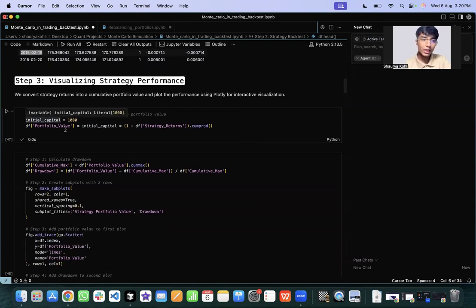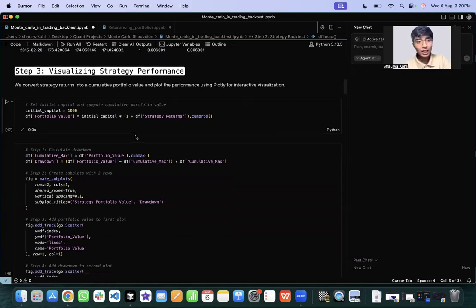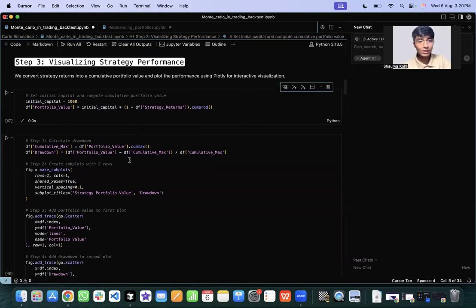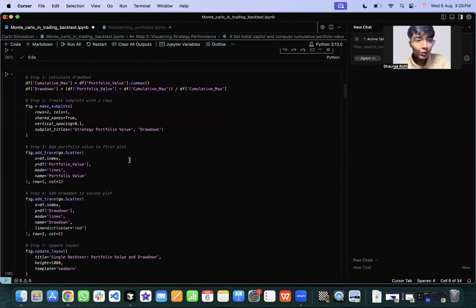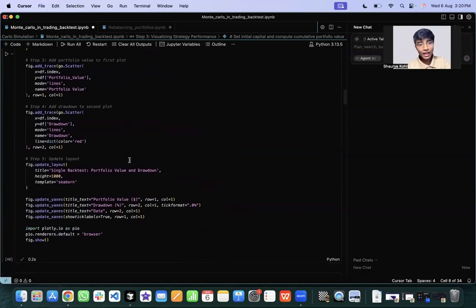Over here, we'll take our initial capital as $1,000, and we would have a function where the initial capital is multiplied by 1 plus the strategy returns. And if I do this, it would be correct. Okay. Once we have done this, we would create subplots with two rows, and we would add the drawdowns. Basically, drawdown is the maximum down return a stock price or a company could give you in a year.